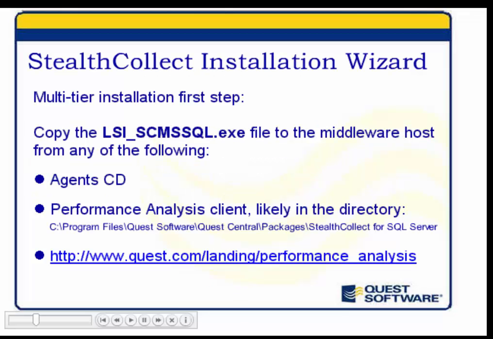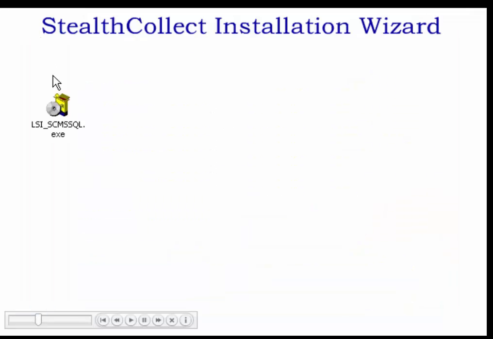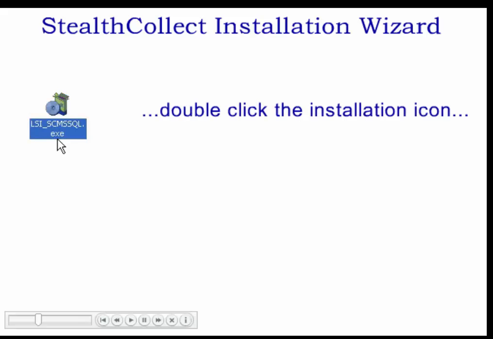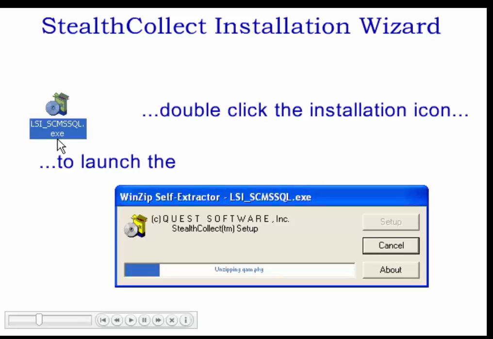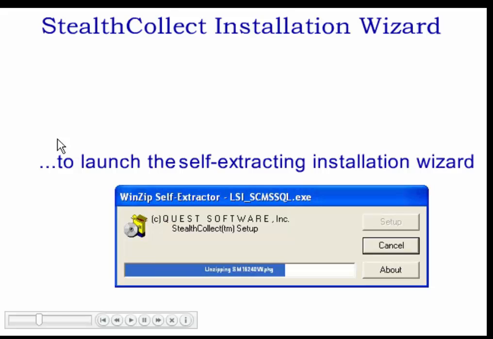Our example installation will be multi-tier, so the first step is to copy the LSI installation executable to the middleware host, from where it will be run. This file is available from either the agent CD, the Performance Analysis Client, or the Quest website. We are now ready to begin the installation. From the middle tier host, double-click the installation icon to launch the self-extracting installation wizard.